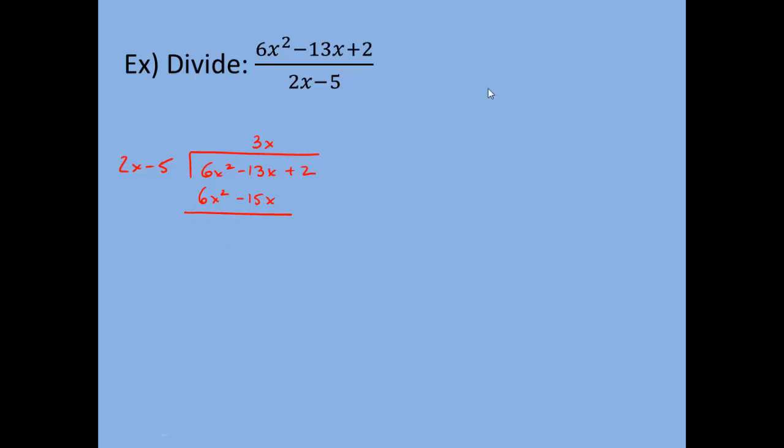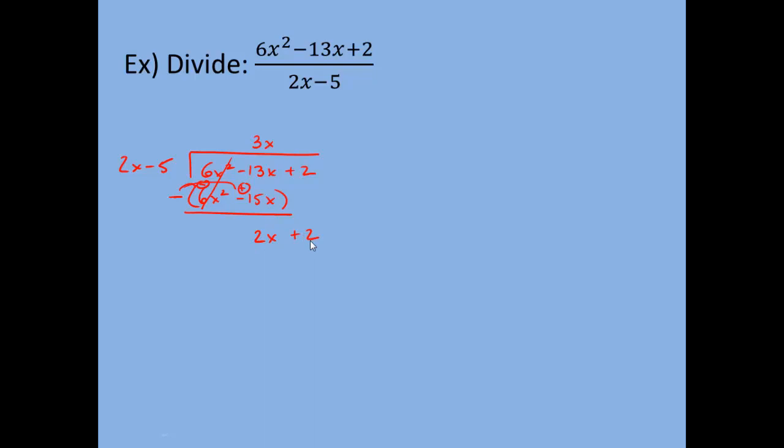Alright, I didn't show it over on the side this time. But you're just multiplying 3x by each term in the front, and you write it down underneath. Remember, we're subtracting off this whole thing. And as we subtract this off, we're distributing through. So this would be a negative 6x squared, and the negative times negative makes that a positive 15x. 6x squared minus 6x squared cancels out. Negative 13x plus 15x makes this a positive 2x.